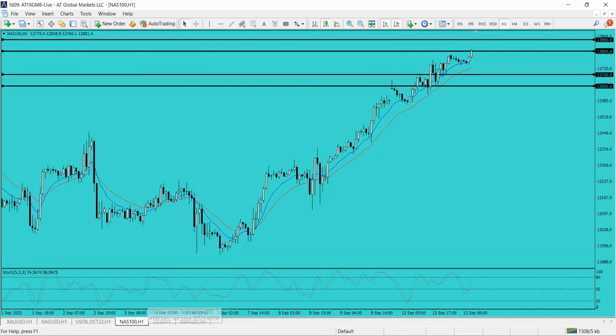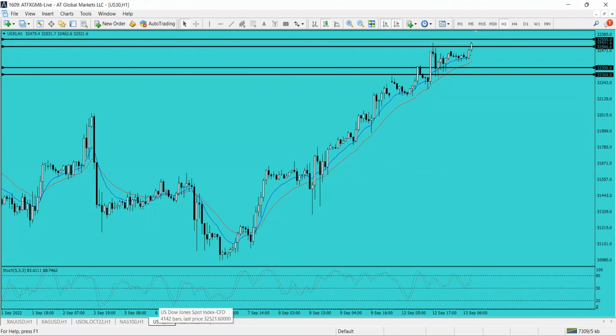So overall, again, if you manage to open a position, regardless if it's long or short, I would advise you to trail your positions half of our targeted pips so that you can protect your capital, and same goes with your profits. And that is all for our NAS100 and Dow Jones analysis.